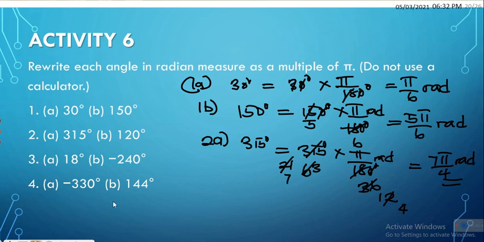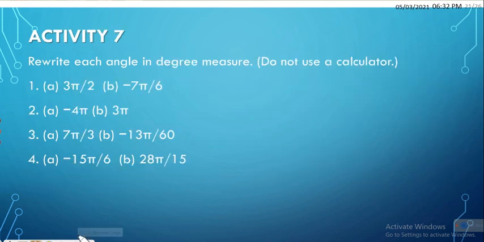So this is how to convert from degrees to radian and from radian to degrees, and you can try out the remaining one. Very simple and straightforward. Rewrite each angle in degree measure. So that's converting from radian to degree.